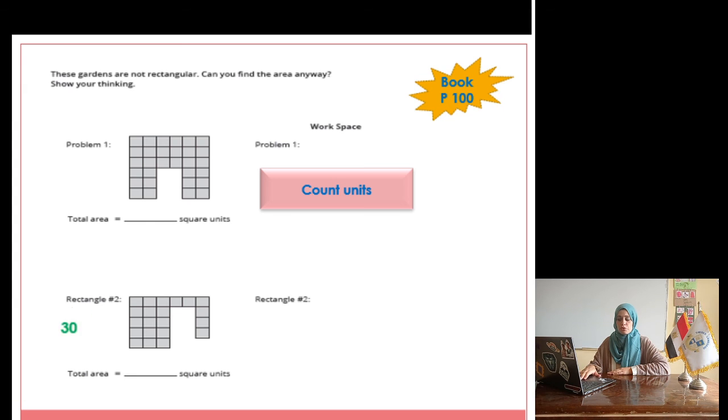For rectangle number 2, also count the units. How many squares do you get? 21 square units. This is it for today, and see you next time in another lesson.